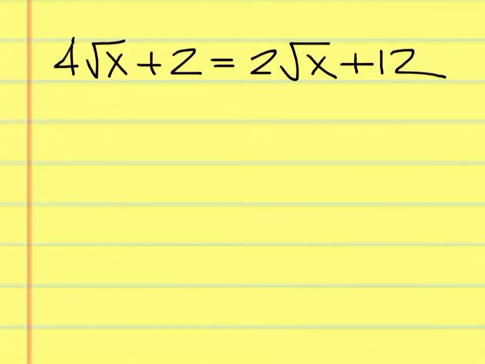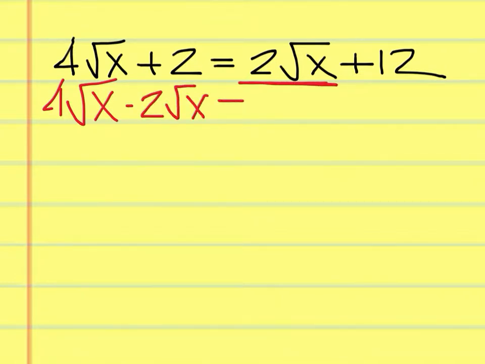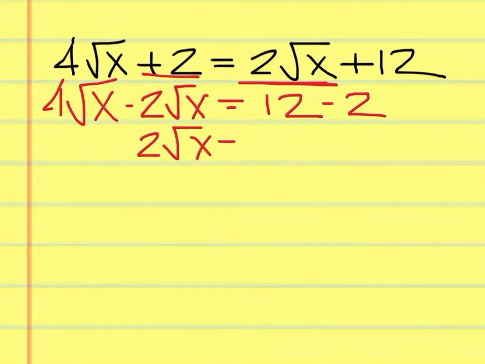To solve this equation, we're going to keep the 4 square root of x on the left and move this to the left, make it minus 2 square root of x. On the right, keep the 12 and then move this 2 over, make it minus 2. If you have 4 square root of x minus 2 square root of x, you have 2 square root of x left. 12 minus 2 is 10.